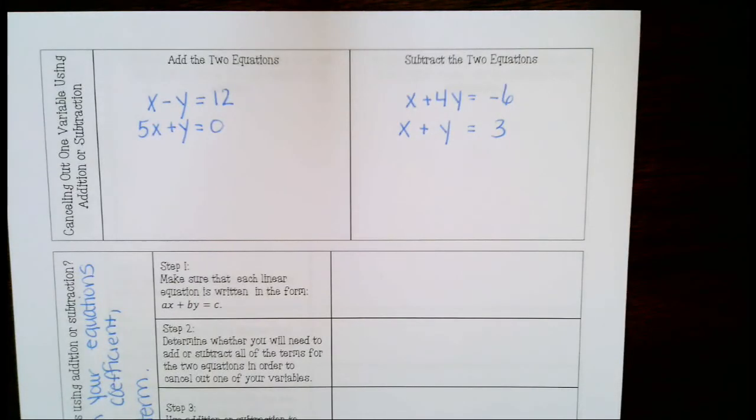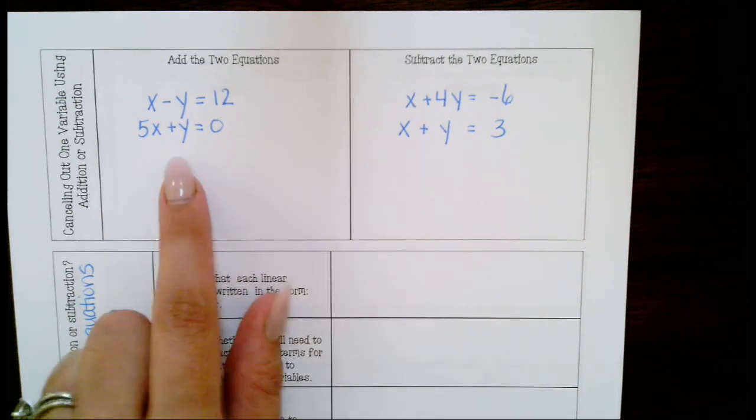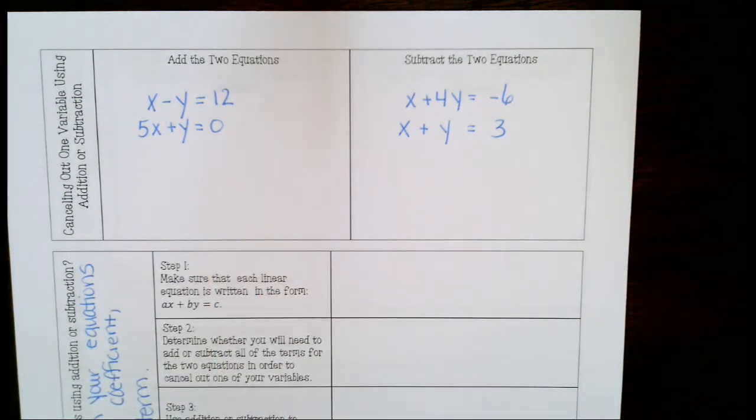Look at elimination for solving our systems, and this will take 2 days. So we're going to take a look at when we add and when we subtract. So again, we have two equations with the same variable, our definition of a system. And if we take a look at our first example, I have x minus y equals 12. I have 5x plus y equals 0.